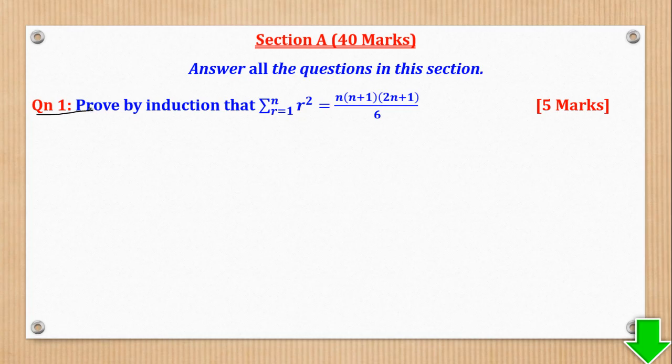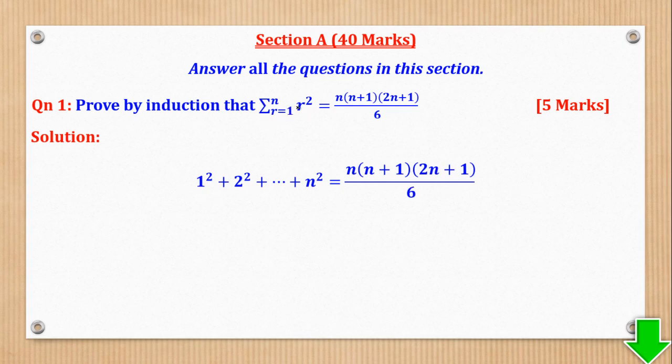Question 1 was from Algebra, and it says, prove by induction that this is equal to this. So here the first thing to do is to expand this summation. Expanding means when you put r equal to 1 here, what do you get? You get 1 squared. When you put 2, what do you get? 2 squared. And all through up to n. When you put n, you get n squared, equal to this expression given. Okay, then now we can start our proving.